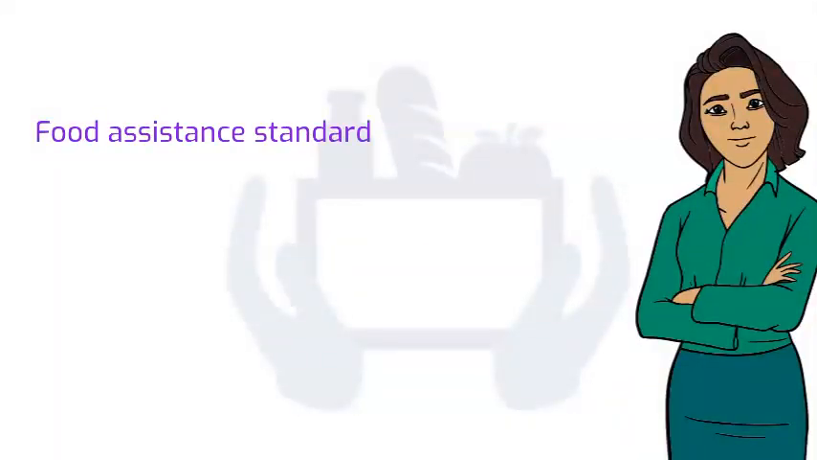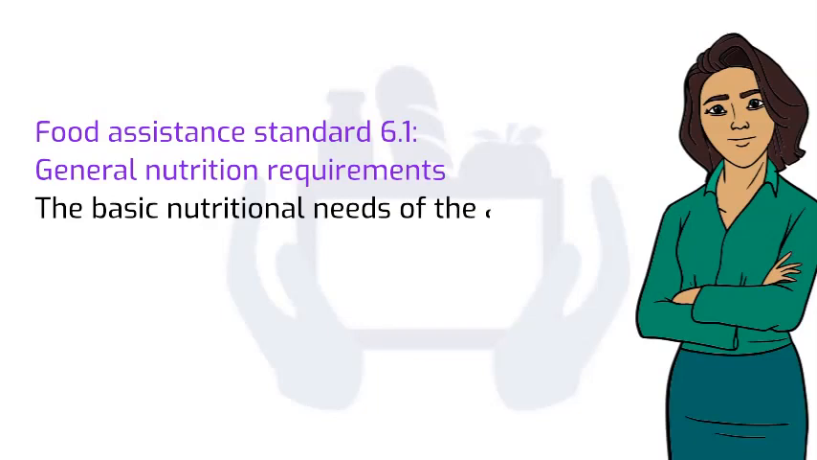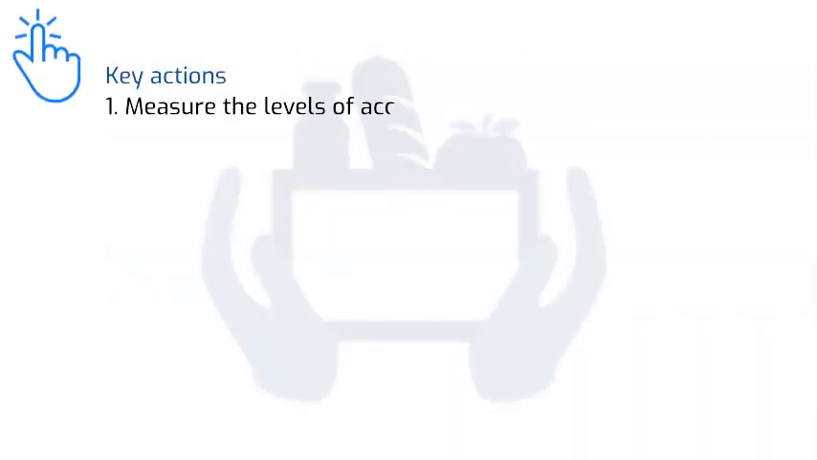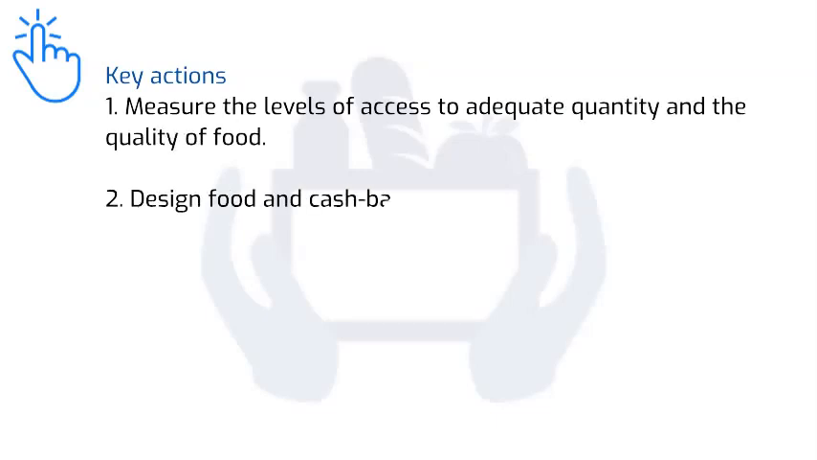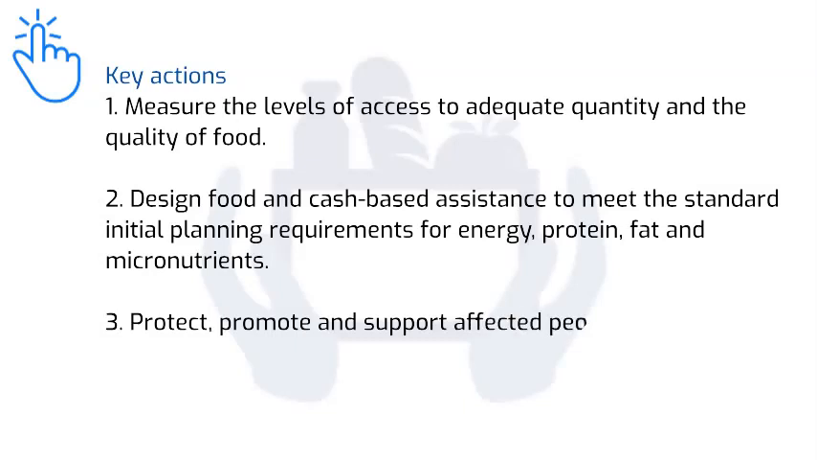Food Assistance Standard 6.1. General Nutrition Requirements. The basic nutritional needs of the affected people, including the most vulnerable, are met. Key actions. 1. Measure the levels of access to adequate quantity and the quality of food. 2. Design food and cash-based assistance to meet the standard initial planning requirements for energy, protein, fat, and micronutrients. 3. Protect, promote, and support affected people's access to nutritious foods and nutritional support.